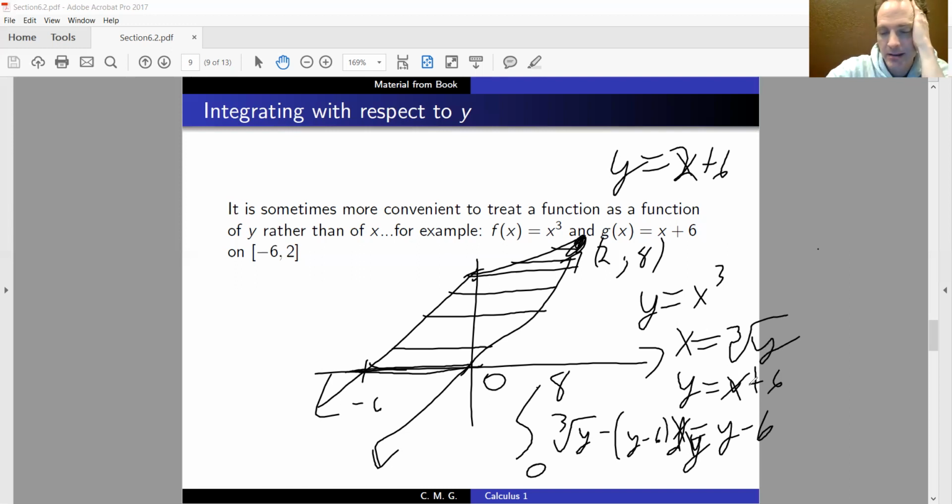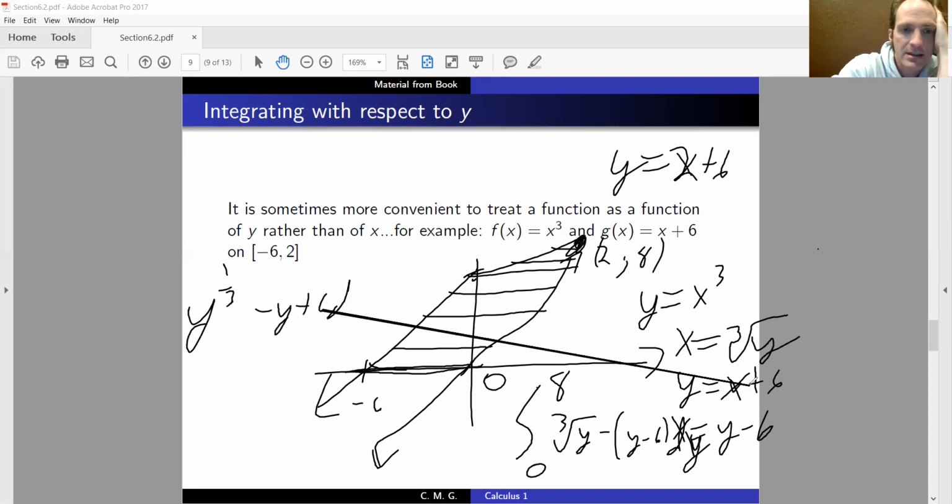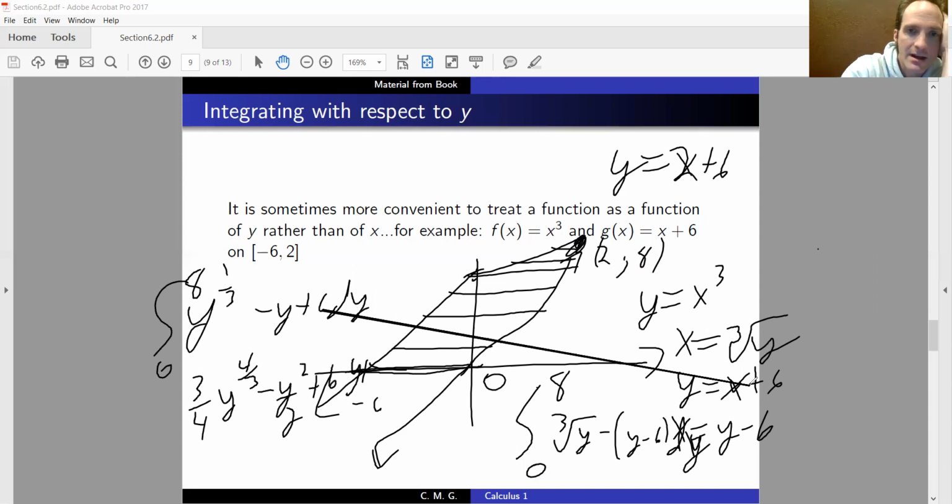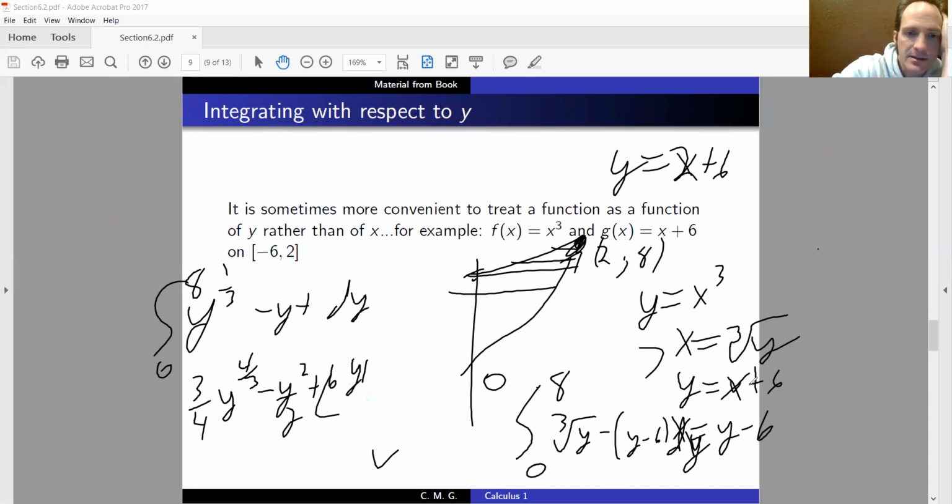All right. And so what is it I'm going to get here? So I'll just integrate this thing. I look at this as y to the 1/3 power minus y plus 6, integrate with respect to y. Then I plug in 0 to 8. So I can do this. 1/3 plus 1 is 4/3. Divide by 4/3 is the same as multiplying by 3/4. So 3/4 y to the 4/3 minus y squared over 2 plus 6y. Kind of running out of room here. Let me just erase some stuff.